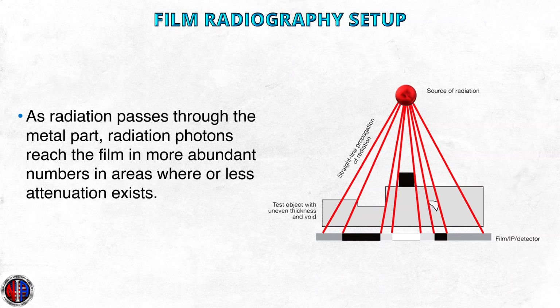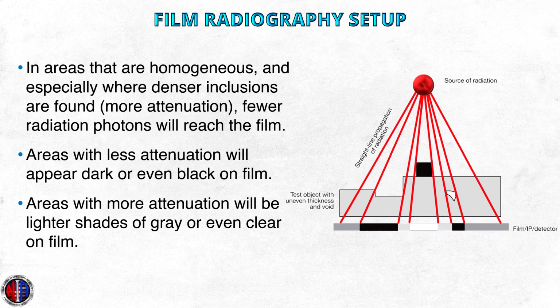Film radiography setup. As radiation passes through the metal part, radiation photons reach the film in more abundant numbers in areas where a void, cutout, crack, and so on exist. In areas that are homogeneous, and especially where denser inclusions are found, less radiation photons will reach the film. When viewing the film, areas that have less attenuation will appear darker or perhaps even black. In areas that have more attenuation, the film will be various lighter shades of gray or even clear.